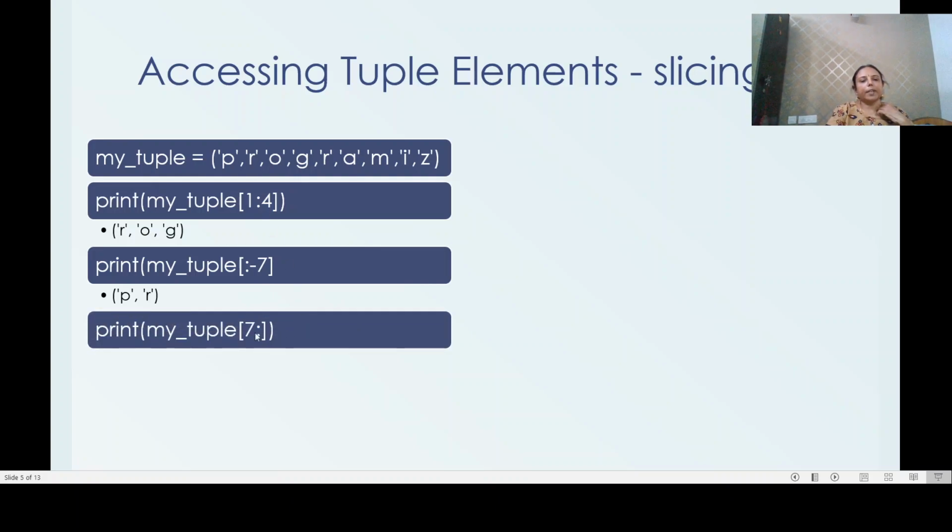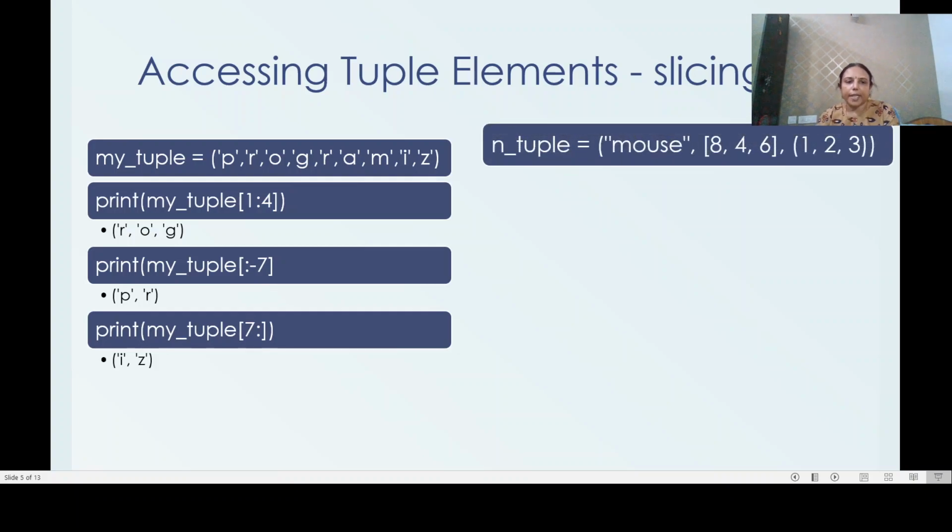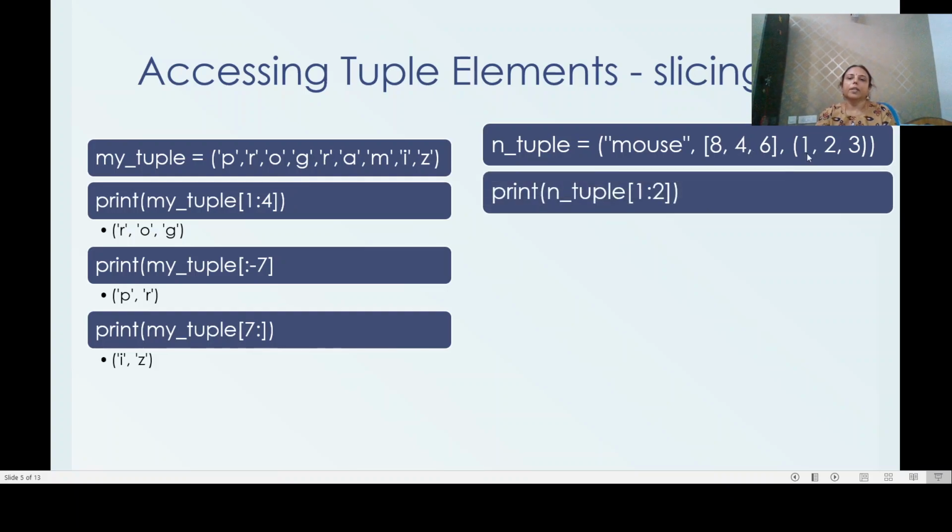That is why I am getting only P and R. Then here it is mentioning from 7 to the end. 7 means 0, 1, 2, 3, 4, 5, 6, 7. From the 7 to the end, so I will get I and Z. Then look at this example where I have a string, then a list, then a tuple. It is referring to 1:2, which means it will refer only starting from index 1. Index 1 is this list, and it won't use this one too. So you will be referring only to this value. Output will be 846, that list.